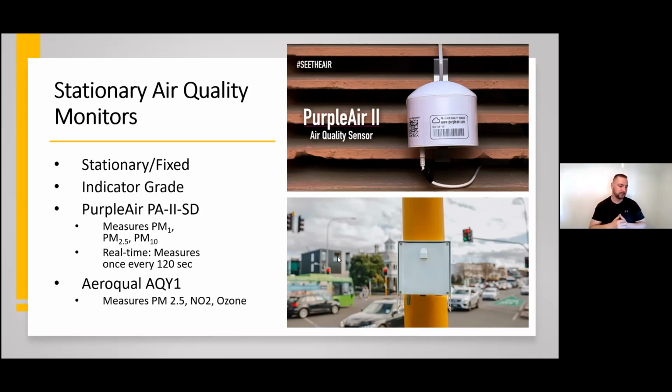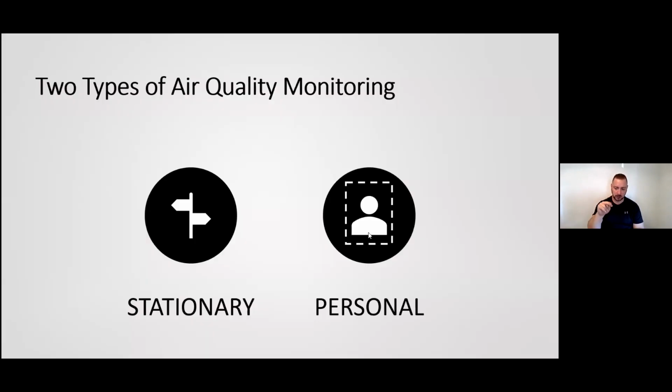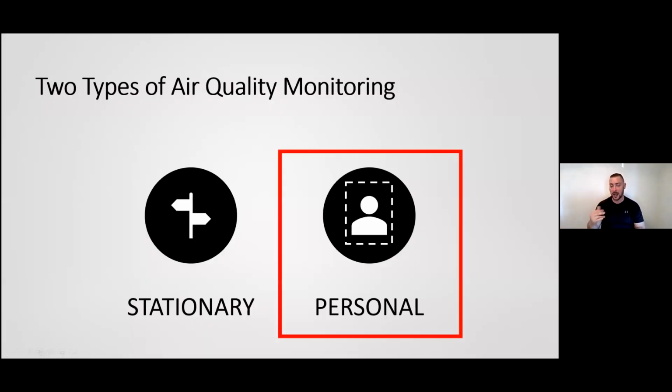And then the other monitor that we have is an AeroQual, which measures PM 2.5, particulate matter of size 2.5. The size is important, but we'll get into why once we talk about our health impacts in the next session. It also measures nitrogen dioxide and ozone. So that's stationary monitoring, and now we move to personal monitoring.